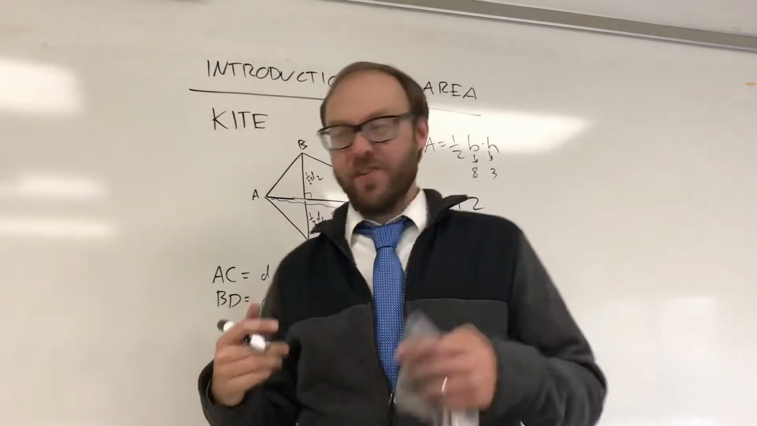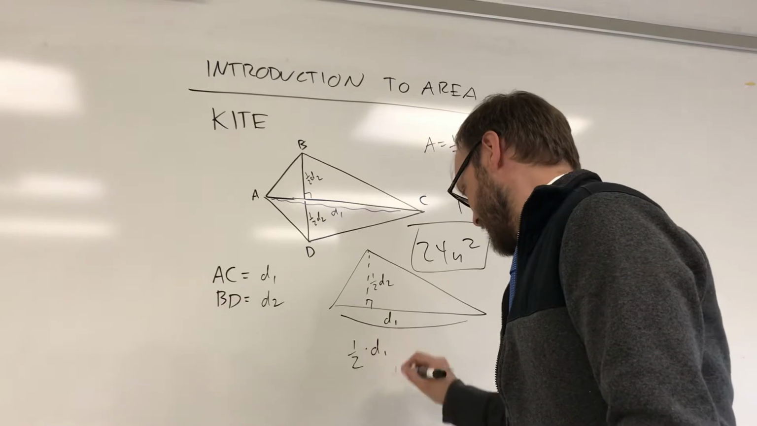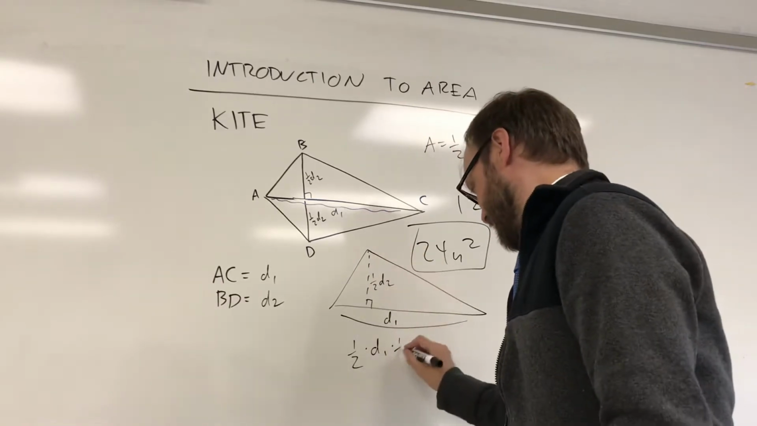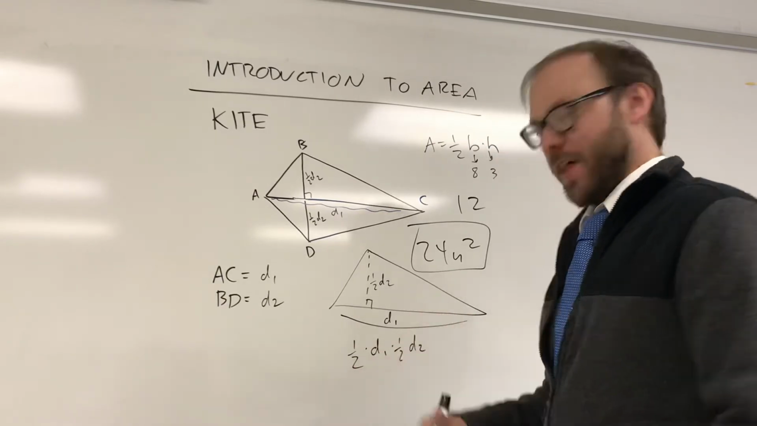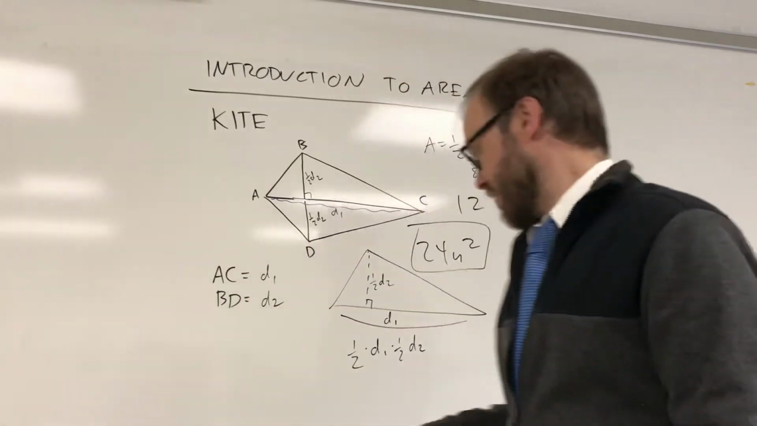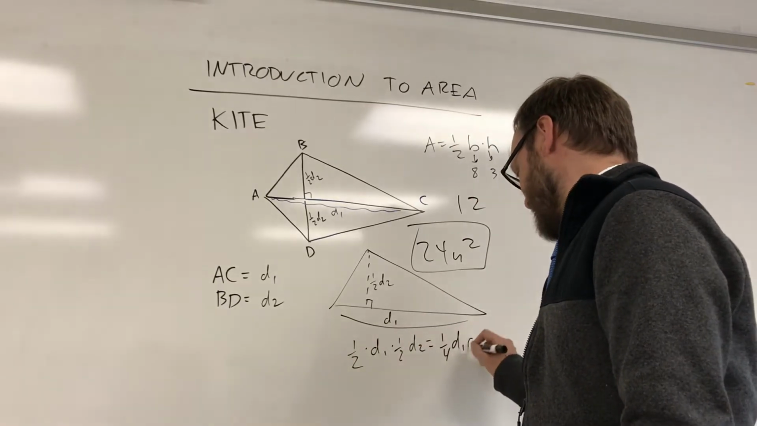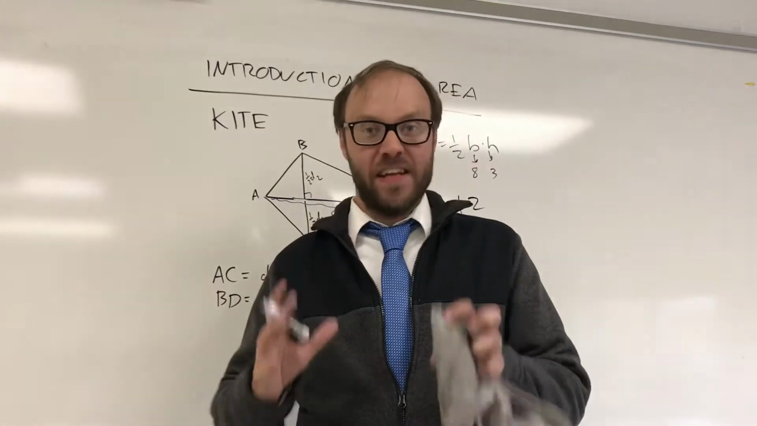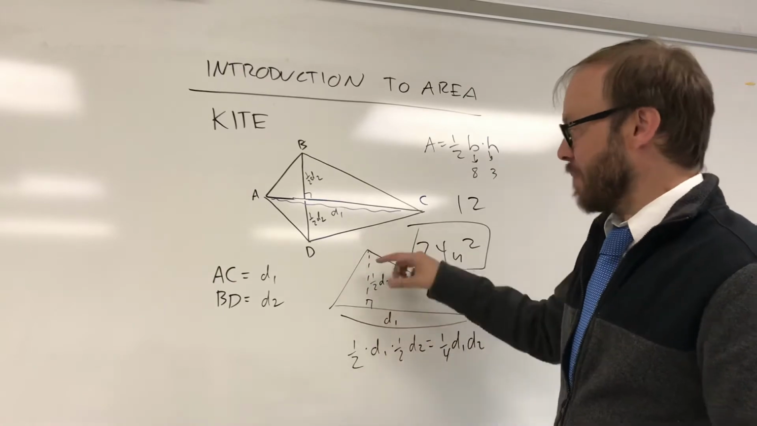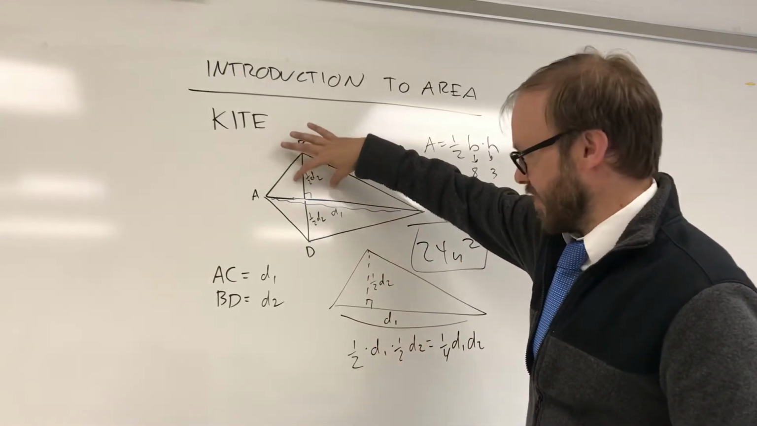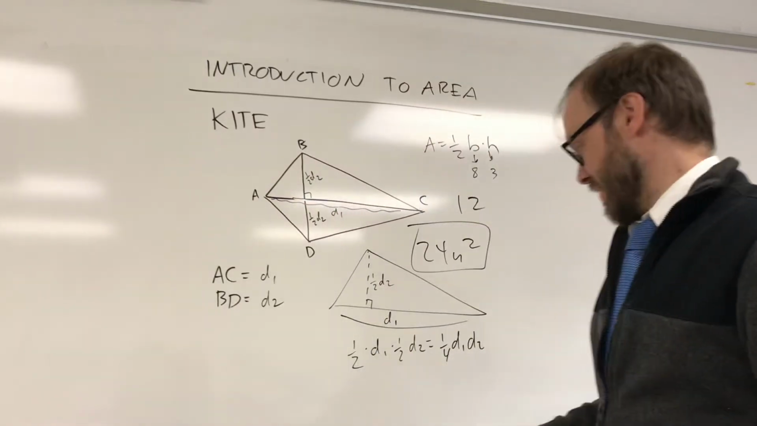The area of a triangle is 1/2 the base times the height. If we multiply that together, the order doesn't matter according to the commutative property, and we end up getting 1/4 D1 times D2. But remember, that's not the area of the entire kite. That's just the area of this half of the kite. I've got to double it because the upper half has an area of 1/4 D1 D2, and the bottom half also has an area of 1/4 D1 D2.